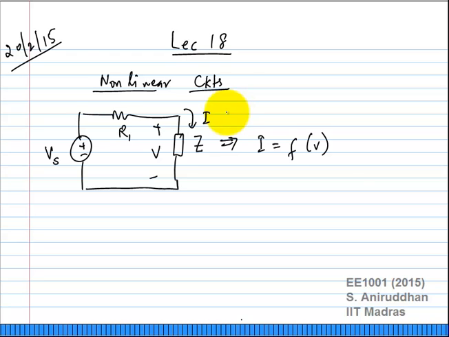So if you try to write down the relationship describing these two elements, describing the system, the first one is KVL around the loop. So I equals Vs minus V by R1. That uses KVL to describe the system. The second relationship is the elemental relationship, I equals f of V. So we want to somehow use these two to solve the system. How do you think you will do this?